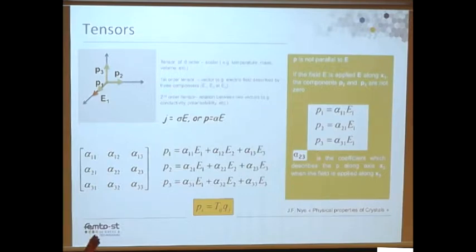So we use each constant, so we have 9 constants, to describe how each direction of a field induces polarization in different directions. These 9 coefficients we arrange in sort of a matrix, but it's not a matrix, it's a tensor. Okay? So this is a tensor.